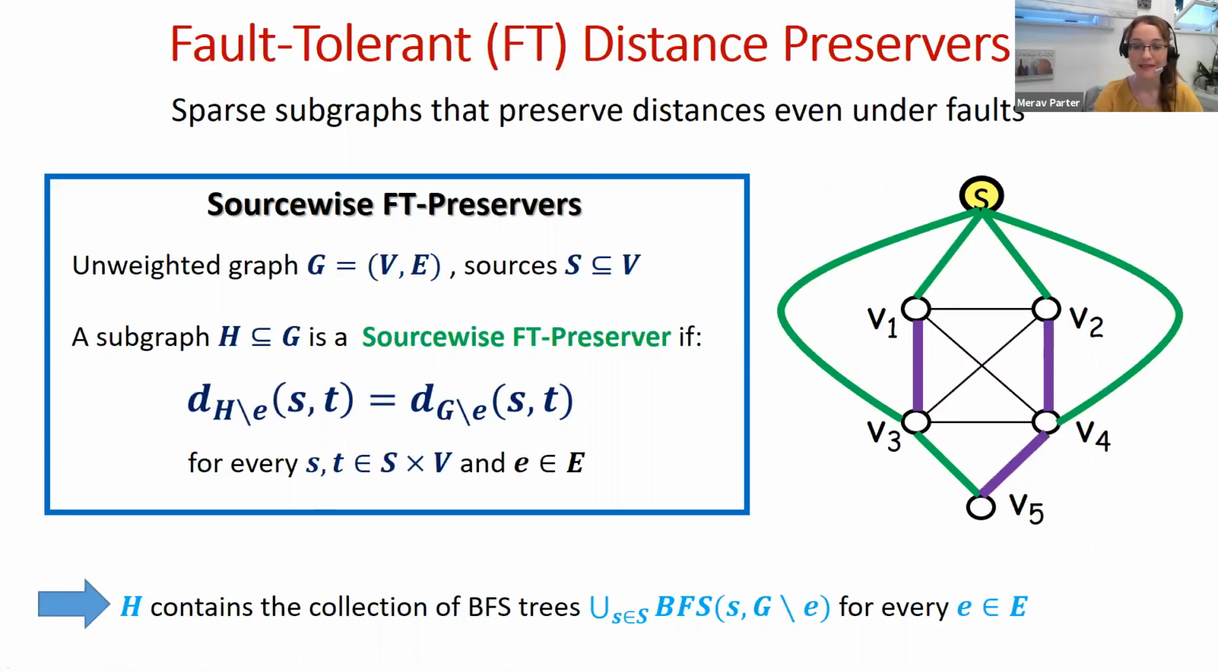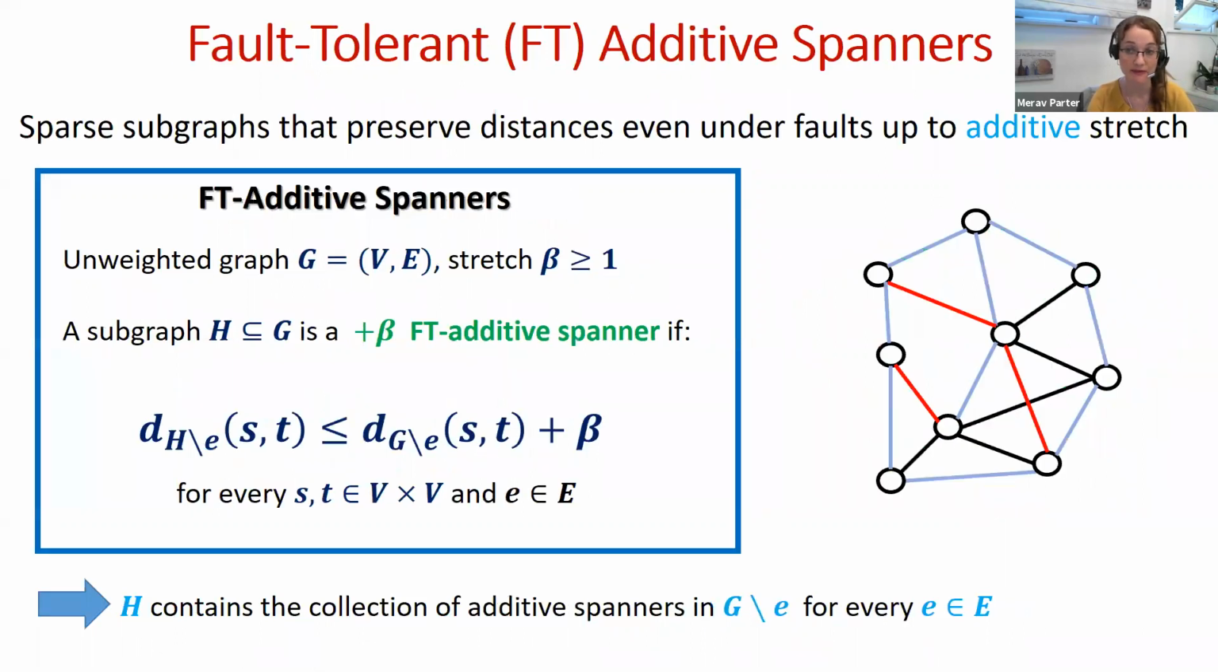In other words, it is required that the preserver H will contain not only a BFS tree with respect to every source, but rather a BFS tree in every graph G minus E with respect to each source. Of course, we can always take the entire graph as our preserver, but we really care about the sparsity of these preservers. We would like these preservers to be as sparse as possible.